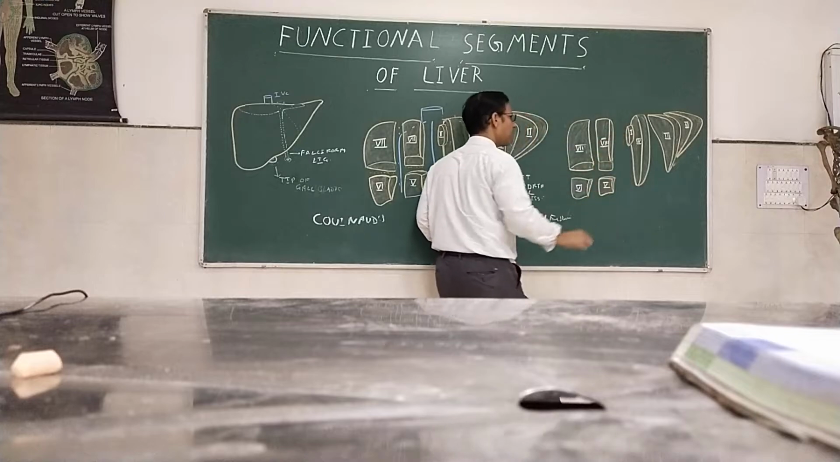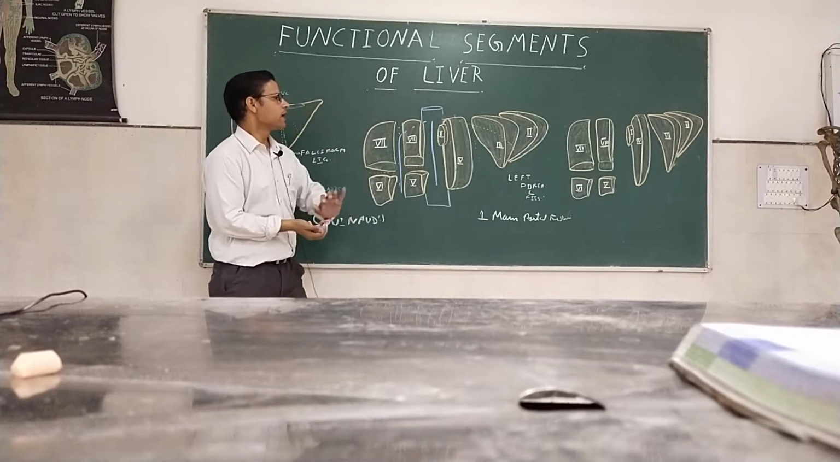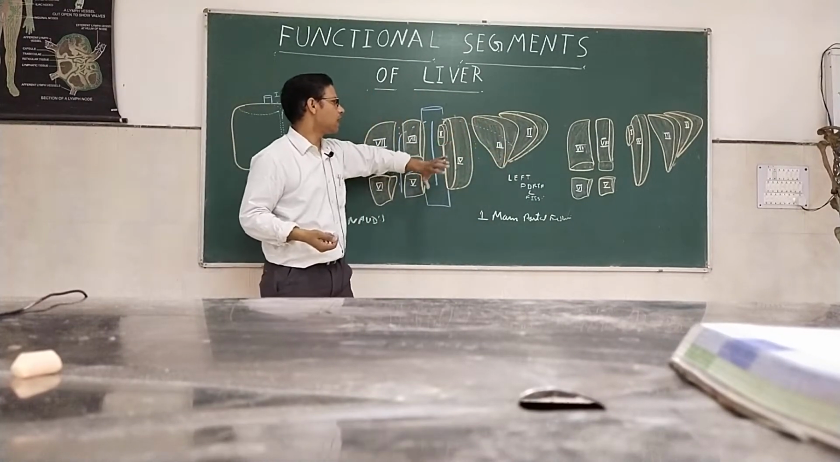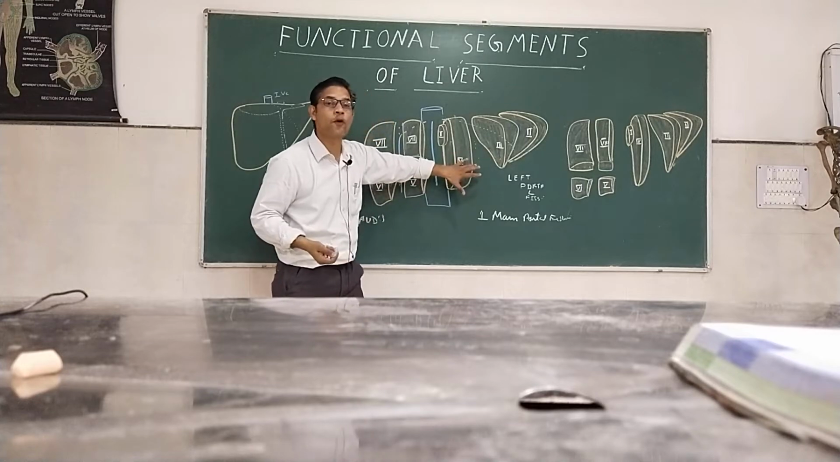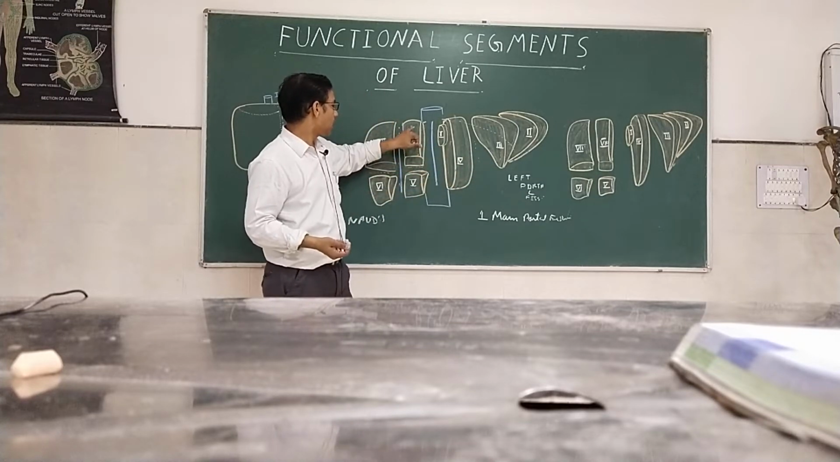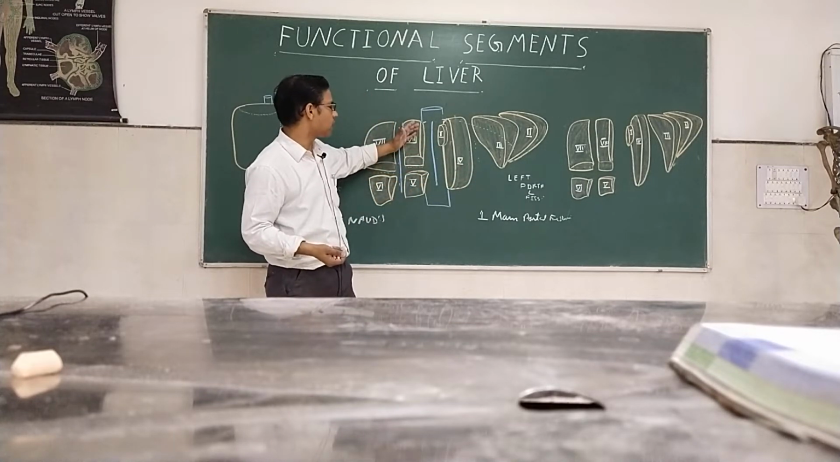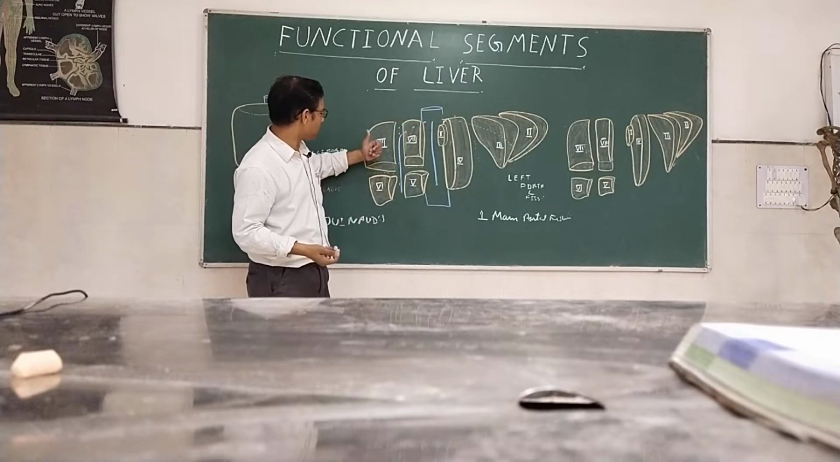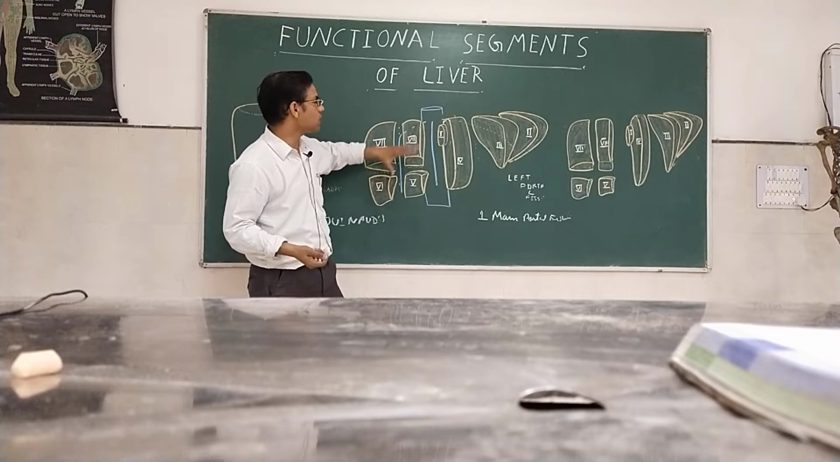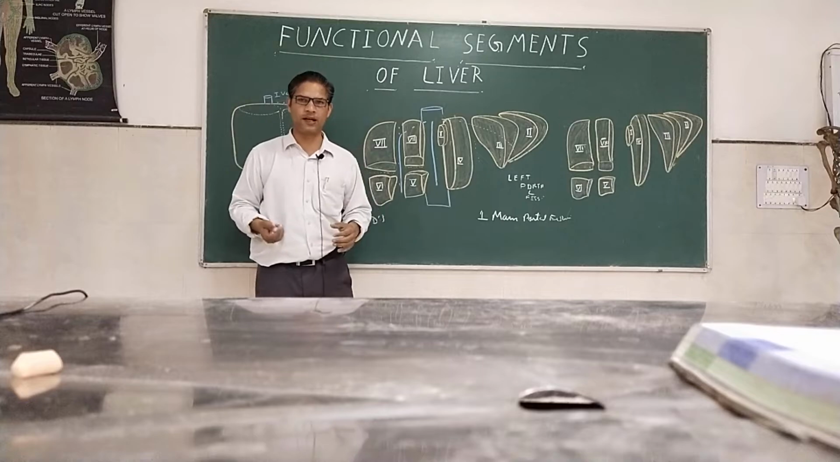Now we are very familiar that the left lateral is the second segment. The left medial is third and fourth. The right anterior is fifth and eighth, and the right lateral is sixth and seventh. These are the 8 segments of the liver.